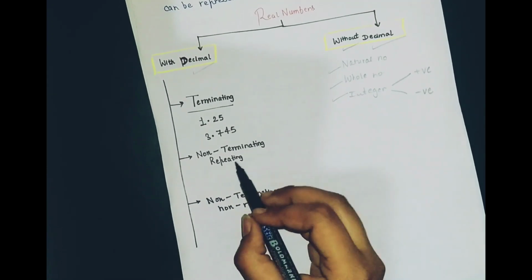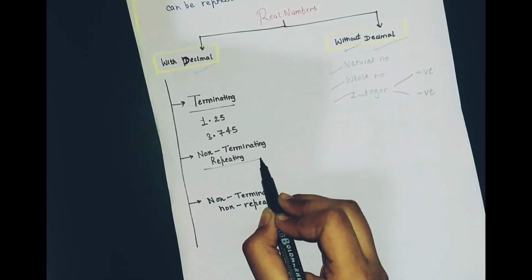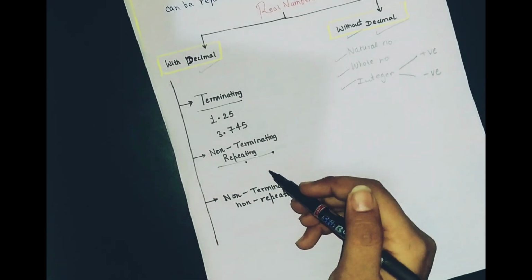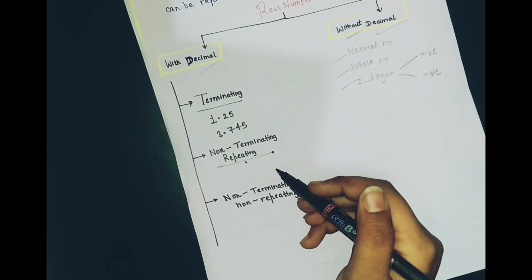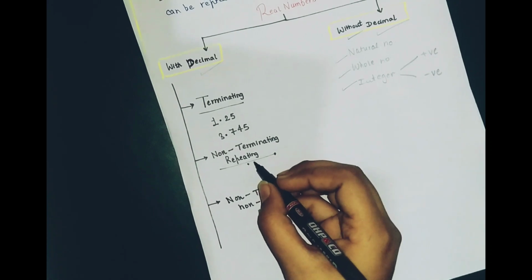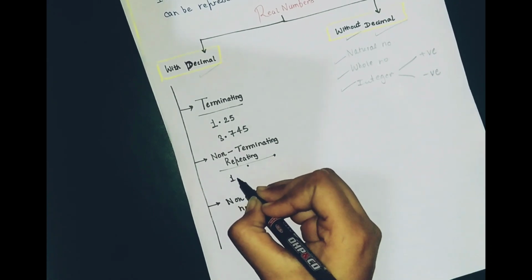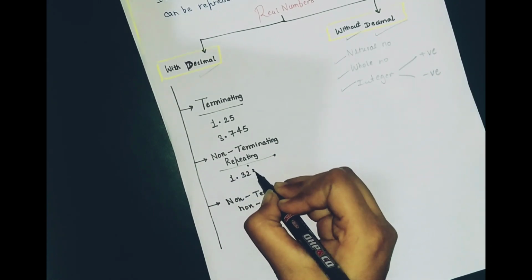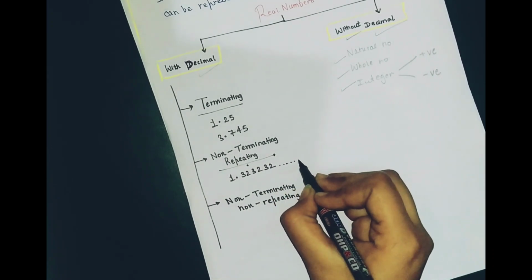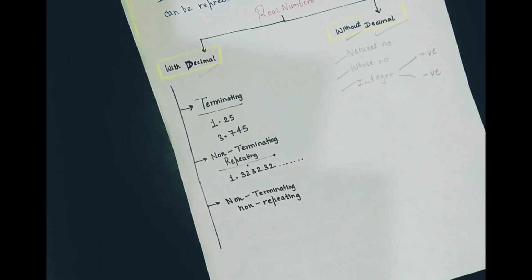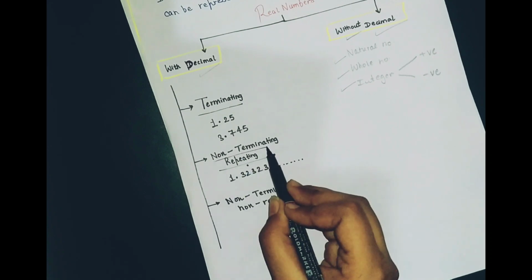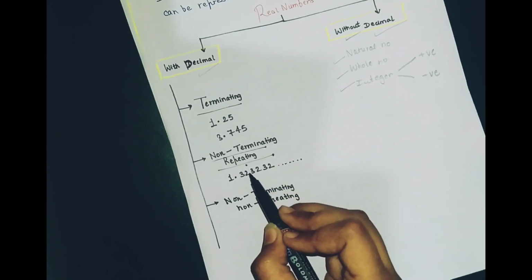Next up we have non-terminating repeating. Repeating means recurring, which is recurring again and again. So non-terminating repeating numbers are the numbers which recur again and again. We can take an example, say 1.323232. It will be repeating like that, 323232 to infinity. So it is non-terminating and repeating, that means recurring.